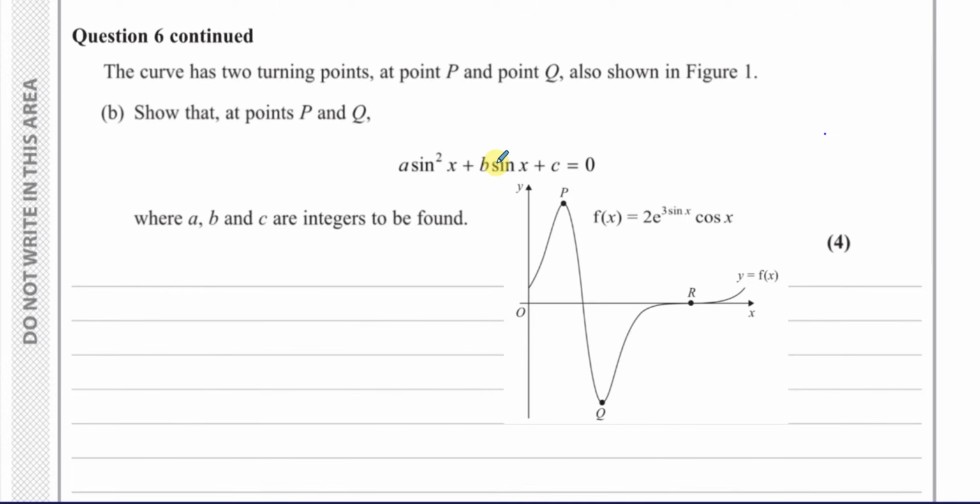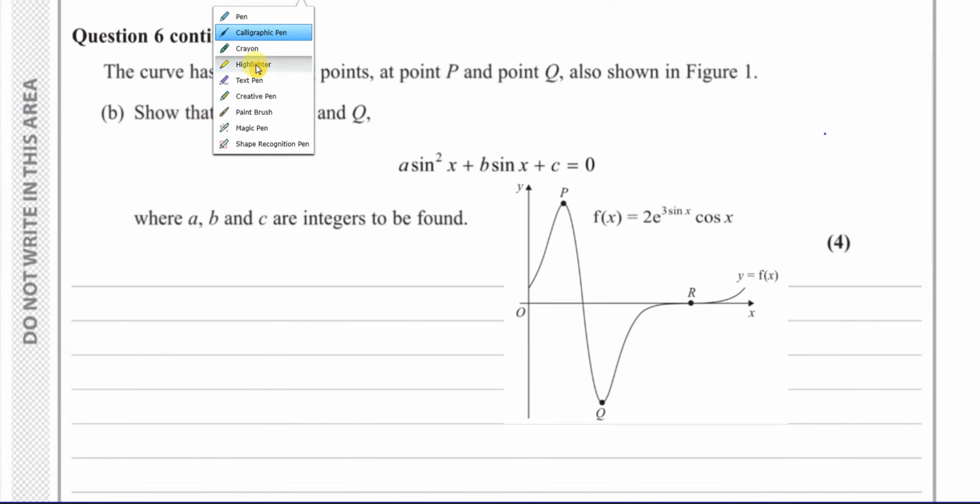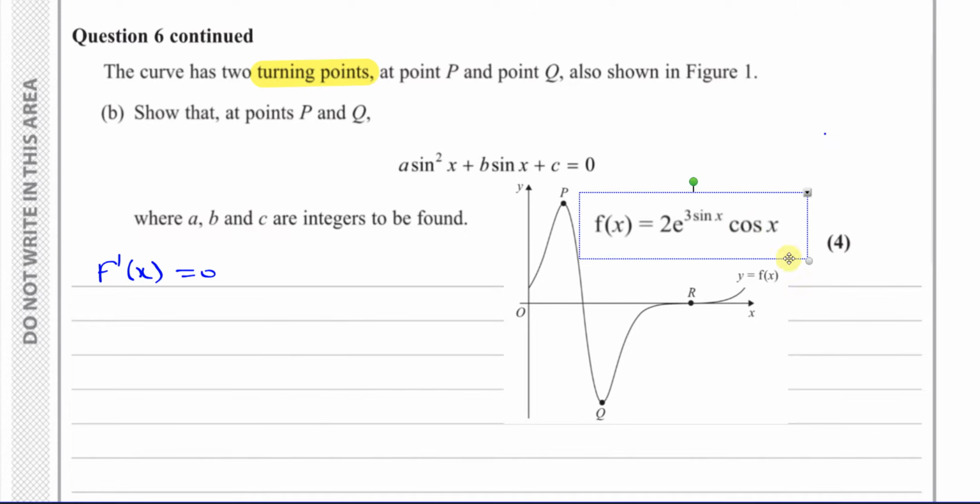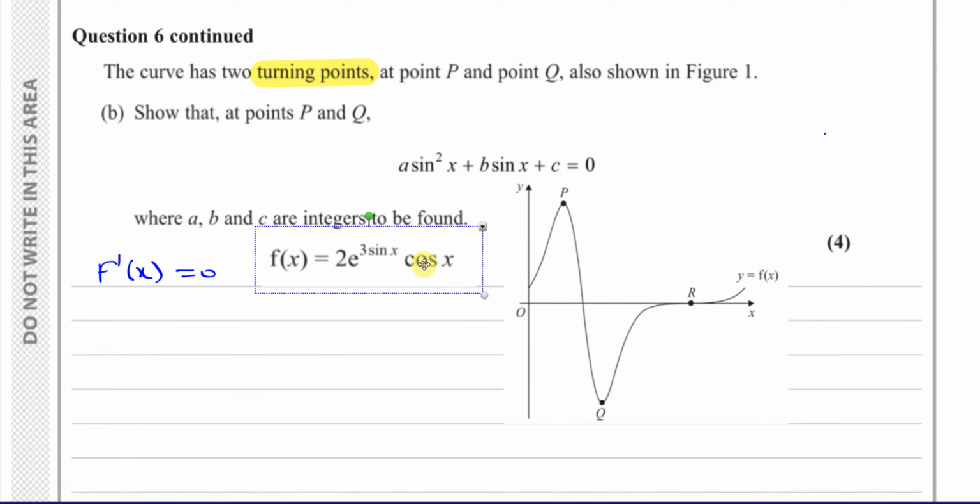So how do we form this equation? Well, we know that the turning points of a function are where the gradient is equal to 0. So f dash of x is equal to 0 at the turning points. That's always the case. We know that f of x is given by this function here. So we have to find f dash of x. And here we have two separate functions multiplied by each other.